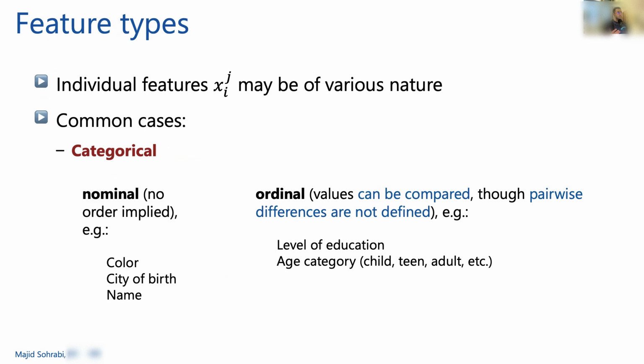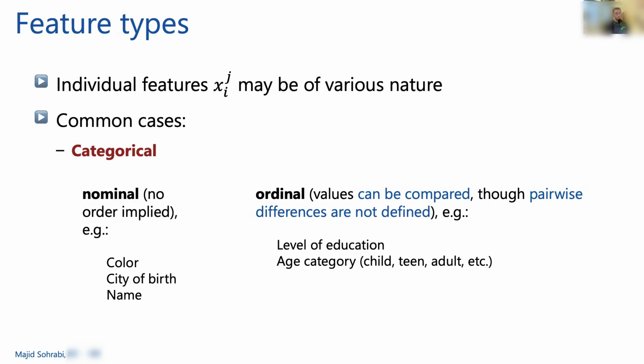Another type of feature is the categorical feature, which has 2 subcategories. One of them is the nominal feature. A very clear example of a nominal feature is color, for example red, green, and blue, which has no order or magnitude. We cannot say, for example, that green is 2 times or 10 times bigger than black. Another example is the city of birth of a person, and also the name of a person, which can be Oleg, Anna, Alex, and so on. Another type of categorical feature is the ordinal feature.